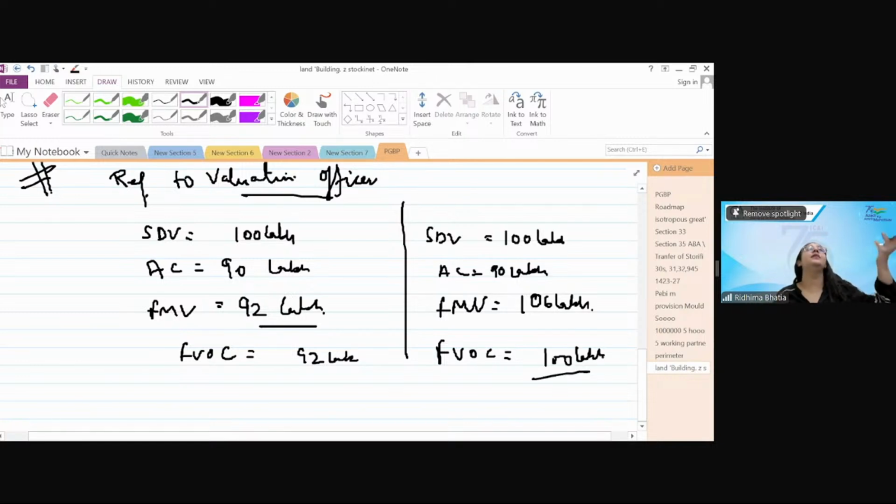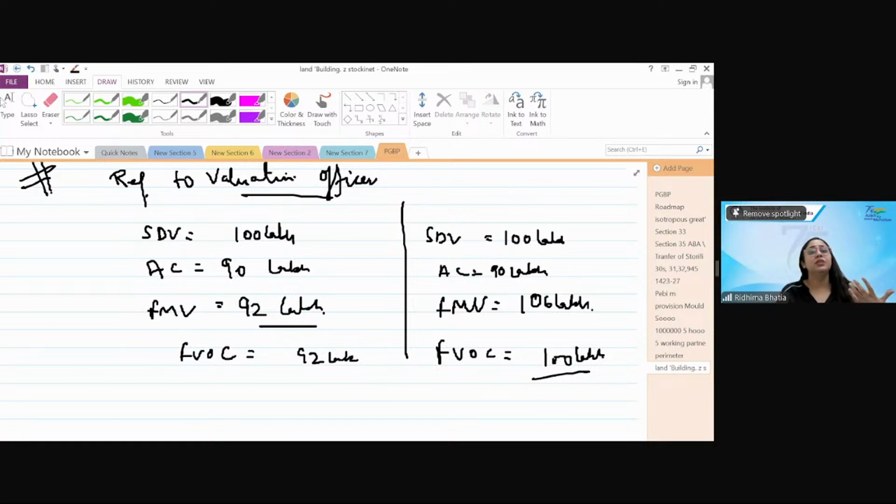So can I say, if it goes above the stamp duty value, then the stamp duty value has to be considered. If it goes below the stamp duty value, then the fair market value has to be considered. Below the actual consideration, it will never go. Actual consideration is the bare minimum amount which you have to pick up as full value of consideration.